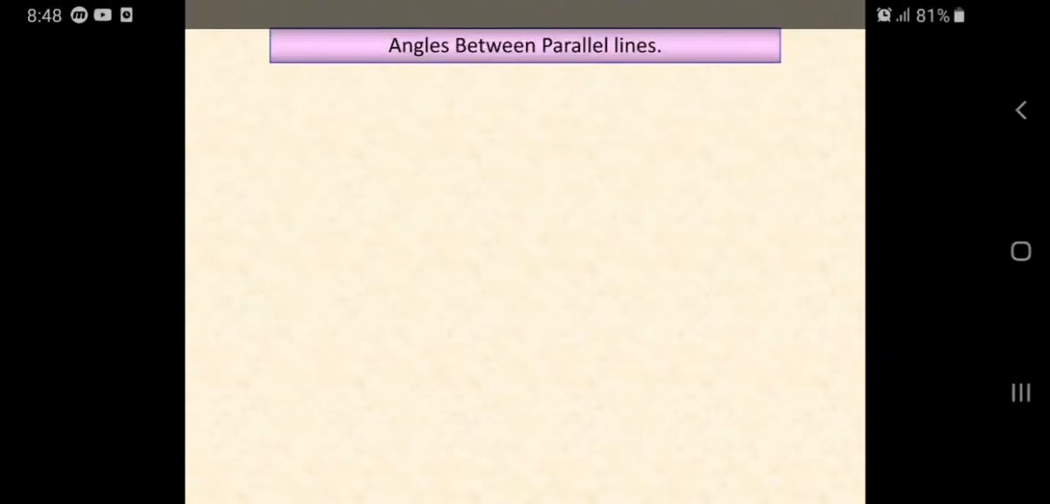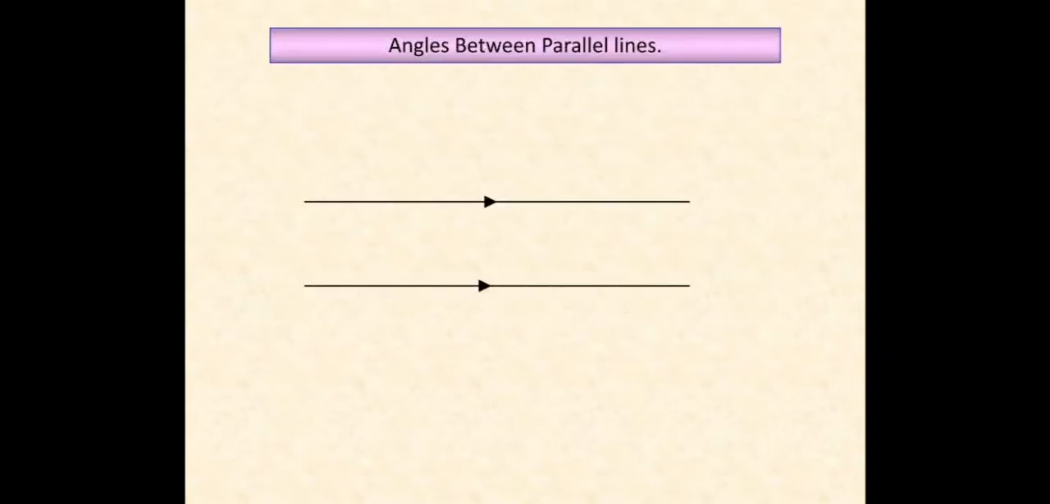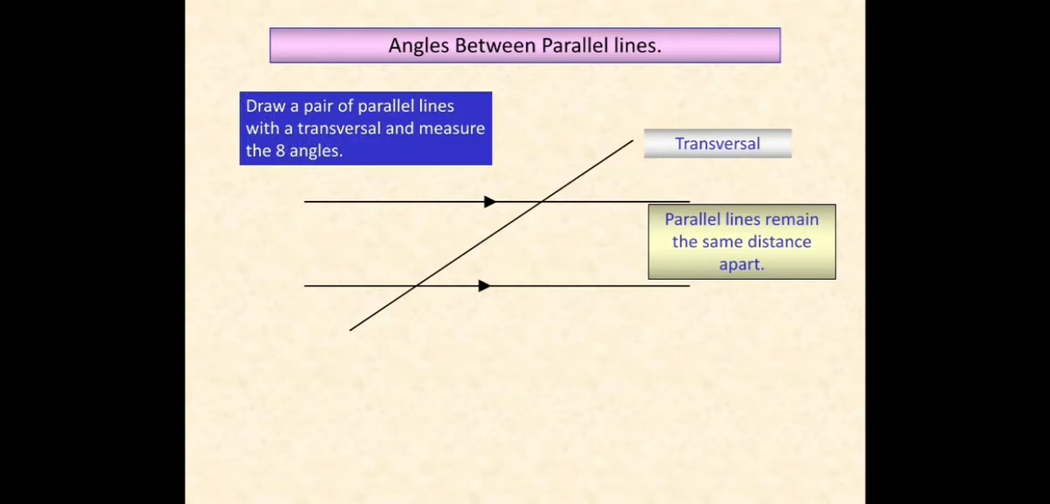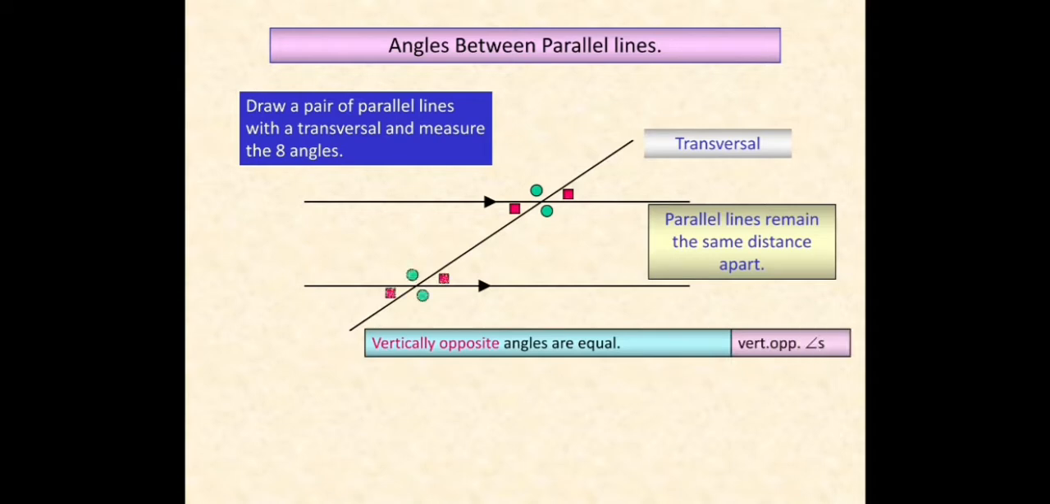Today we'll talk about the angles that are formed between two parallel lines. Here we have two parallel lines that are cut by a transversal. You can notice that there are 8 angles formed. If we measure them, we can find that we have 4 pairs of vertically opposite angles that are equal.